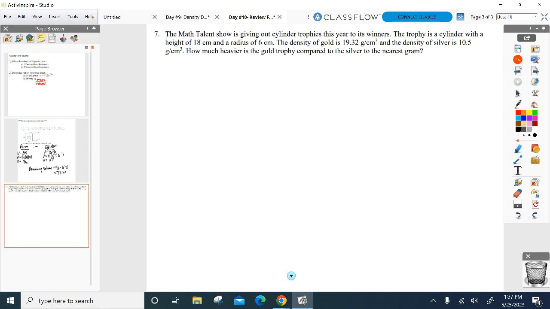You got 2 trophies. One's in gold, one's in silver. How much more does the gold weigh? Before you write down anything tomorrow, what are you checking? Units. What's the units on the density here? Centimeters, right? And what's the units on my trophy?